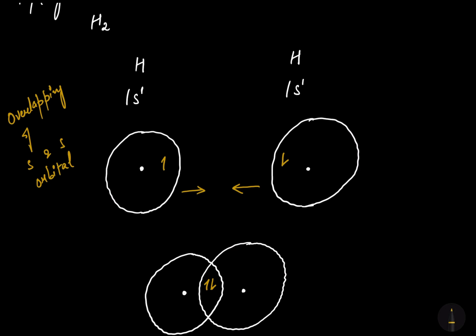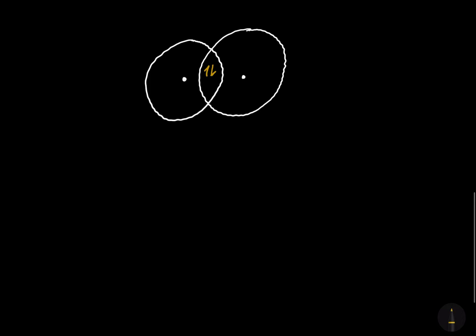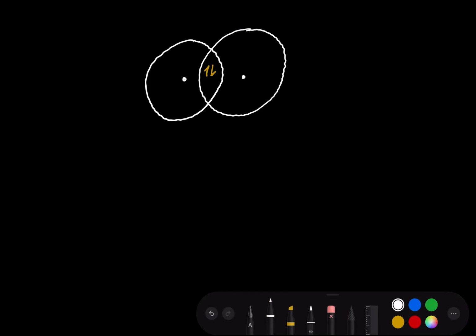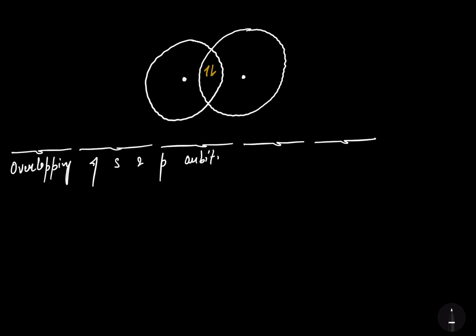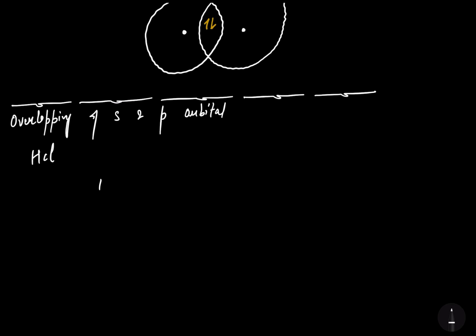Now let me take an example of overlapping of s and the p orbital. Now let's take an example of, I'm writing, overlapping of s and p orbital. For that I'm taking an example of hydrogen chloride. Now I'm writing hydrogen over here and chlorine over here.